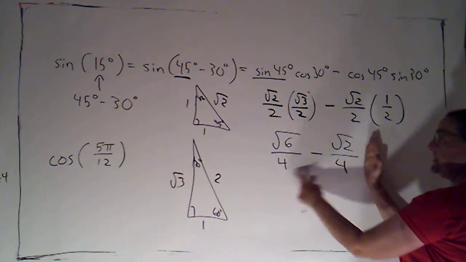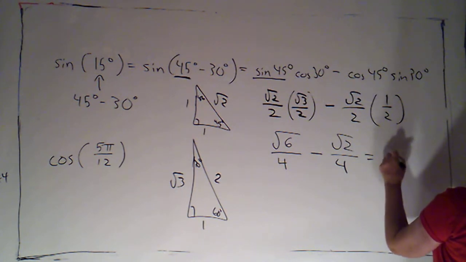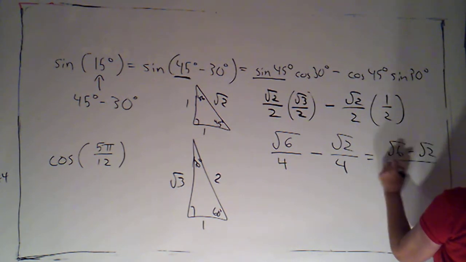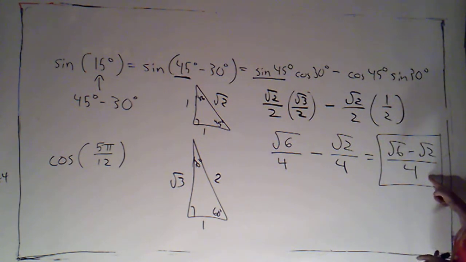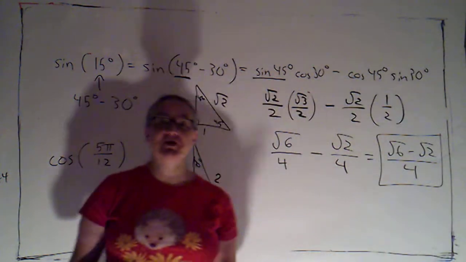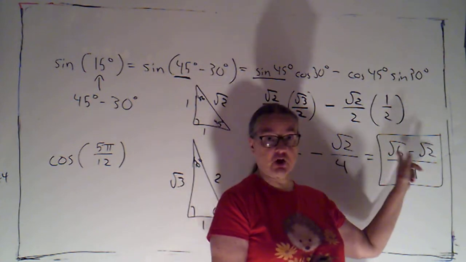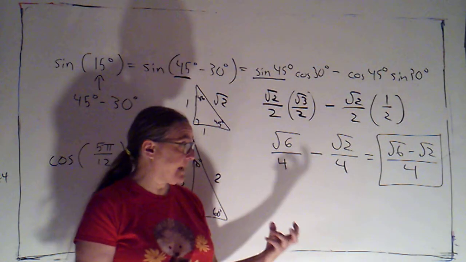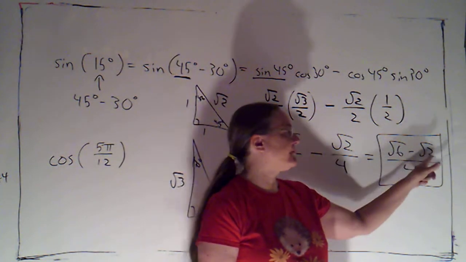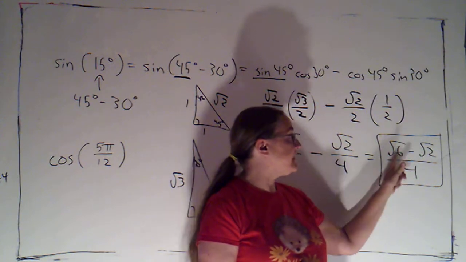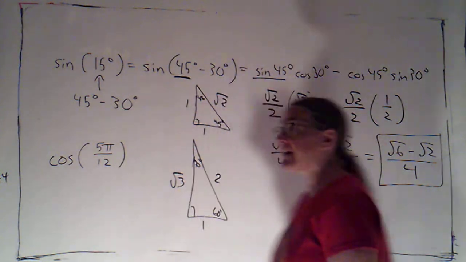I would be fine with you leaving it this way, but since we've got a common denominator, it probably makes more sense to write that as one fraction, root 6 minus root 2, all over 4. Root 6 minus root 2 cannot be simplified. I can only combine these if I have like terms. To be like terms, it would have to be the same type of root, which it is. They're both square roots, but I don't have the same number under the radical. And neither one of these roots simplifies. There's nothing that I can pull out. So that would be my answer to that first one.